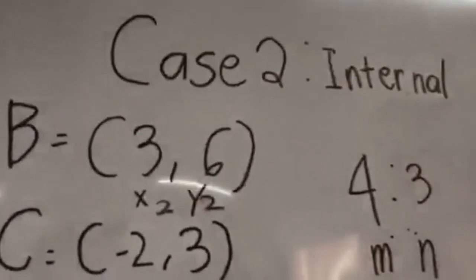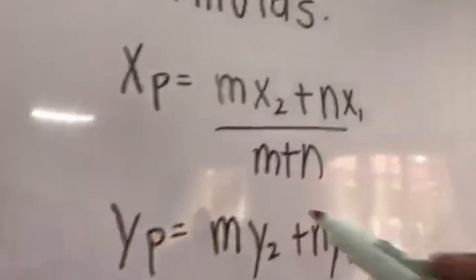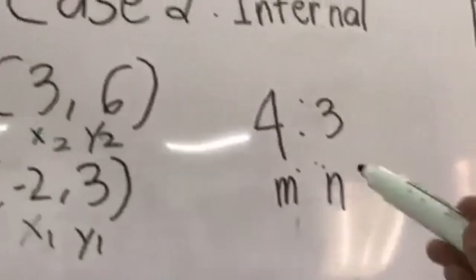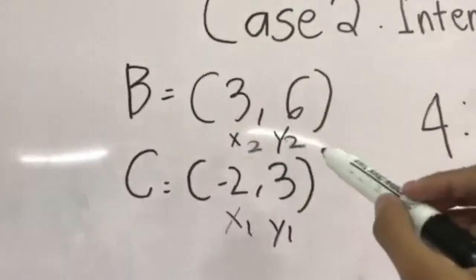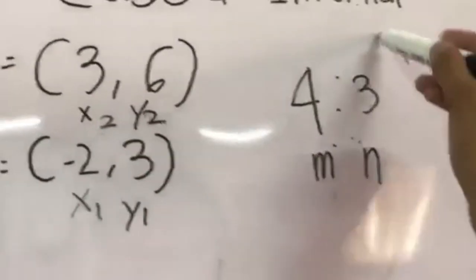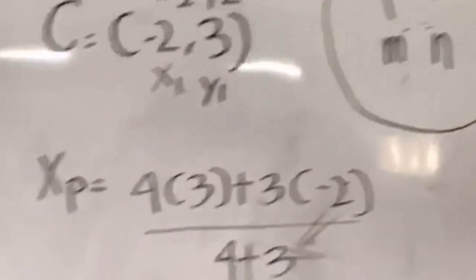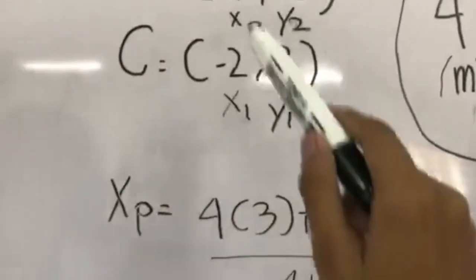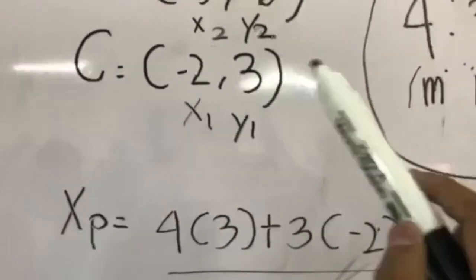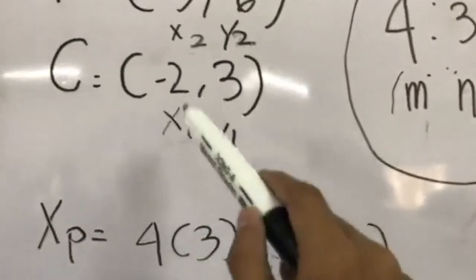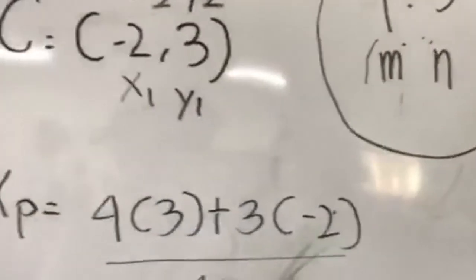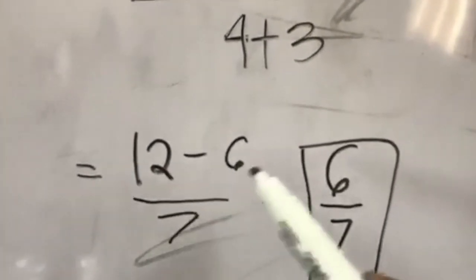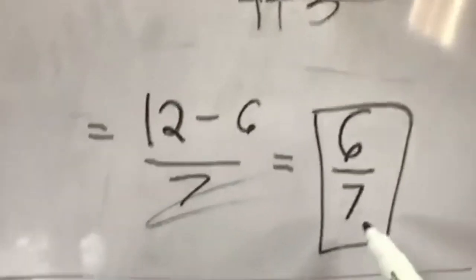So we'll be doing case 2 of internal. These are the formulas that we will use. It's the same as before. And these are the points that we will use. This is the ratio, 4:3, which is m and n. Now we'll do x sub p first. So 4 is m, and we will multiply it by x sub 2, which is 3. Then the n, which is 3, multiplied by negative 2, which is x sub 1. M plus n is 4 plus 3, and that will be like that. And 12 minus 6 is 6, and then 7, just copy it.